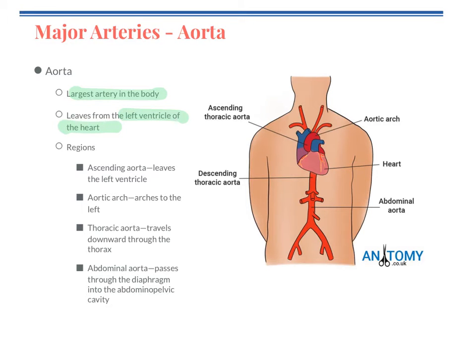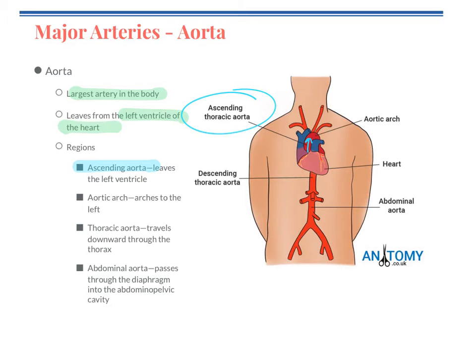So I'm going to try to color code those regions for you so you can follow along with me if you want to color code them as well. The first is called the ascending aorta. That is the portion that is leaving the top of the heart right there. It's the part of the aorta that shoots up out of the heart, so that's known as the ascending aorta.